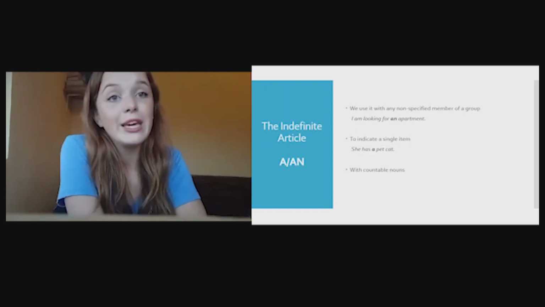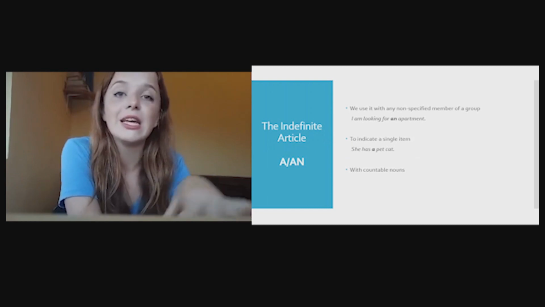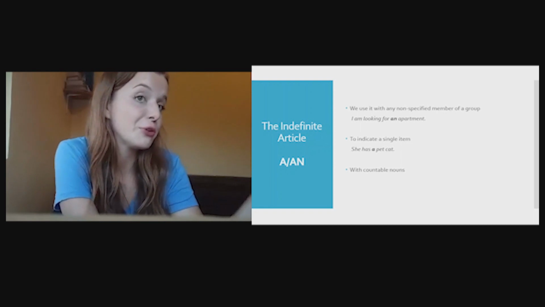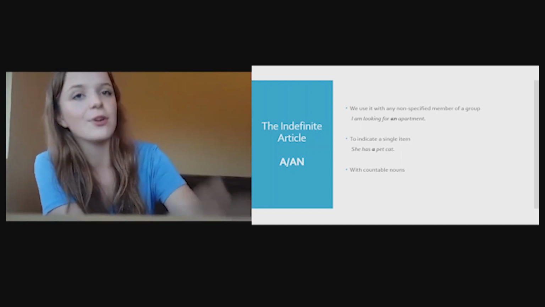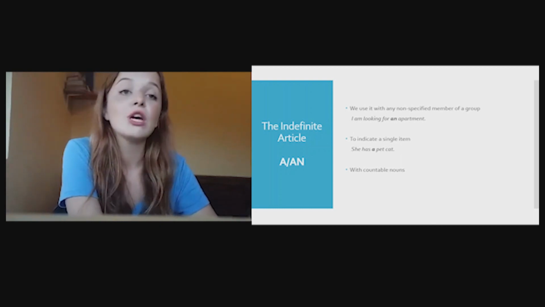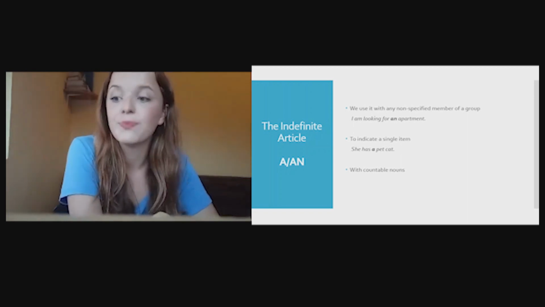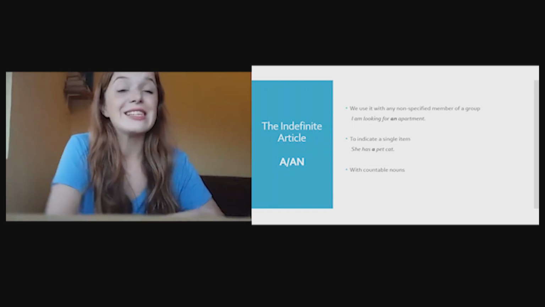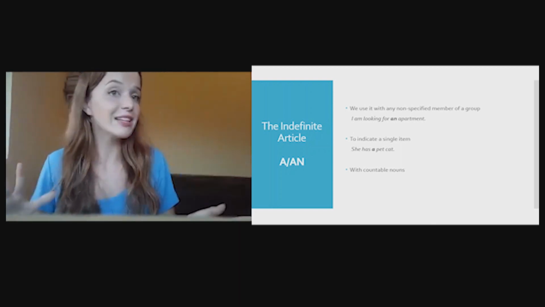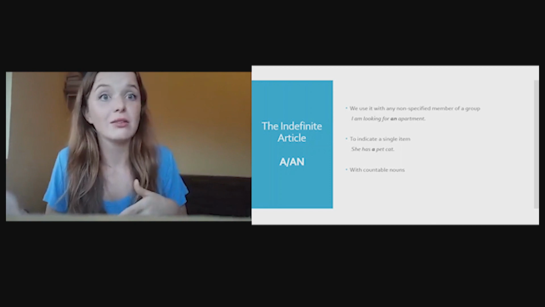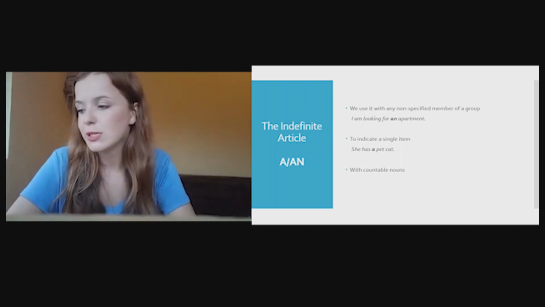And now we have indefinite articles, a or an. So we use it with any non-specified member of a group. On the contrary to the definite article that we use for a specific component of the group. I'm looking for an apartment, like one in a group, but it's not specific yet. We also use it to indicate a singular form, a single item, like she has a pet cat, or you can also say she has a cat and 2 dogs, for example, and with countable nouns.